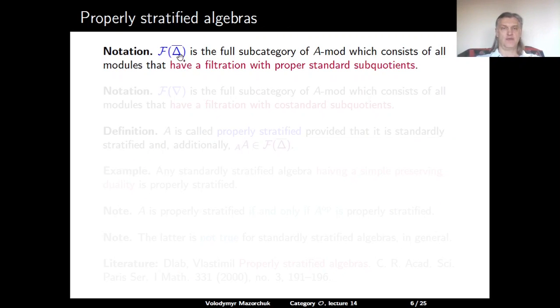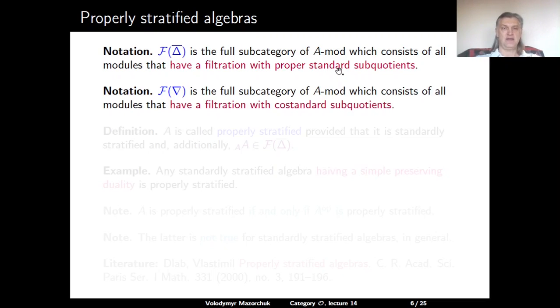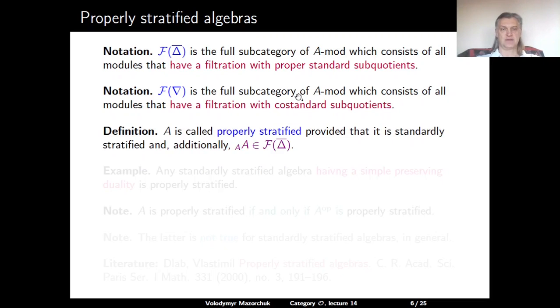Denote by F(delta overlined) the full subcategory of A-mod, which consists of all modules having a filtration with proper standard subquotients. And finally, denote by F(nabla) the full subcategory of A-mod, which consists of all modules having a filtration with costandard subquotients. We will say that algebra A is properly stratified, provided that it is standardly stratified, and additionally, the projective generator of A belongs to F(delta overlined).